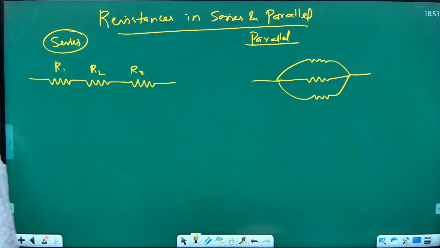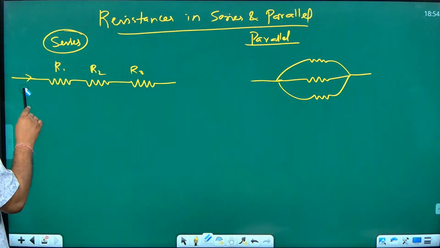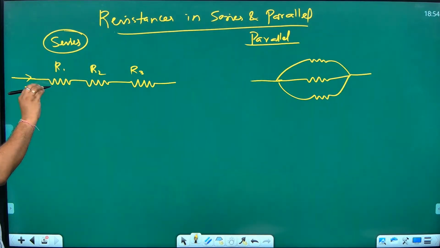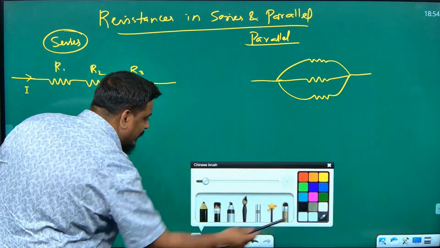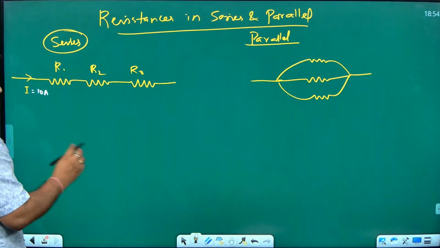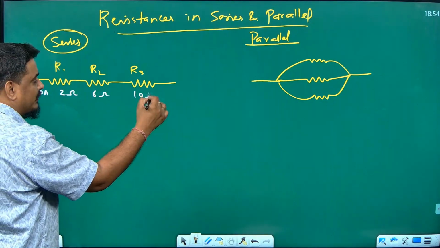Now, imagine some current enters inside, current let it be I. You may assume any value, suppose 10 ampere current comes. Just assuming, I will erase it later, assuming that 10 ampere current is coming and here you have 2 ohm, here you have 6 ohm, here you have 10 ohm resistance.